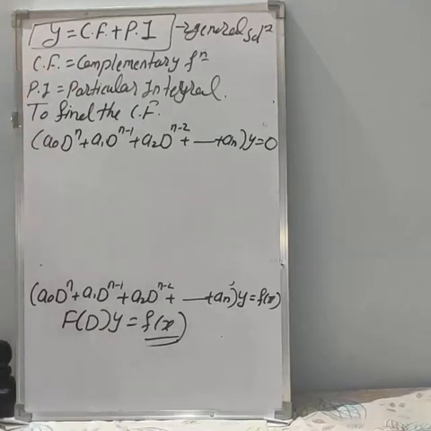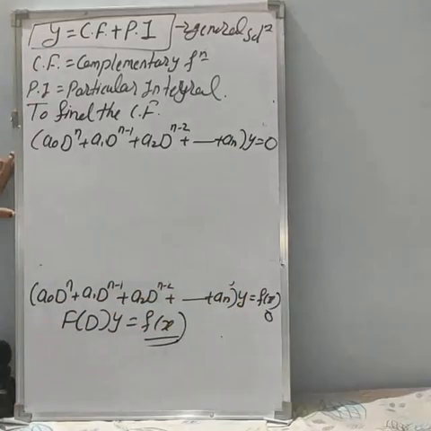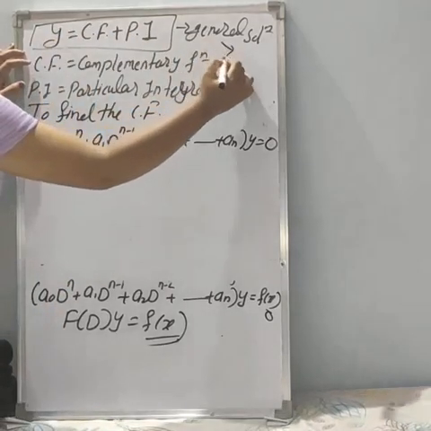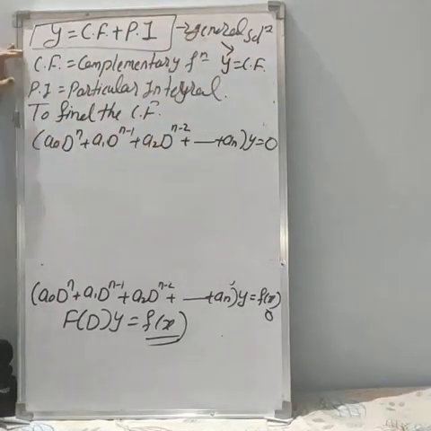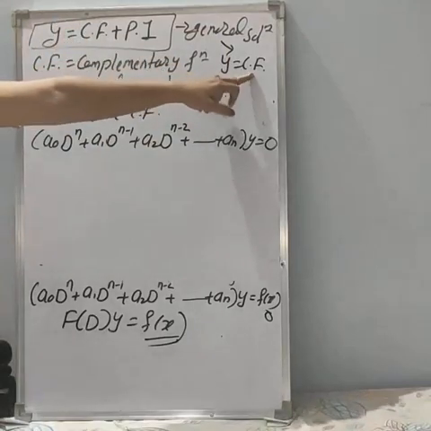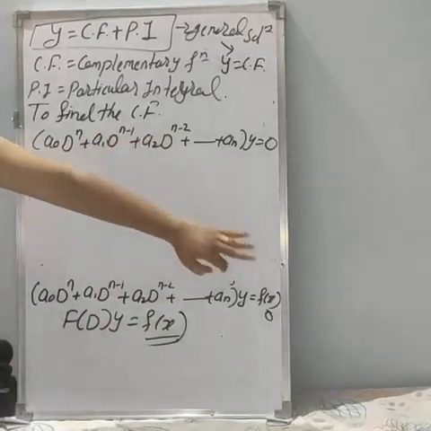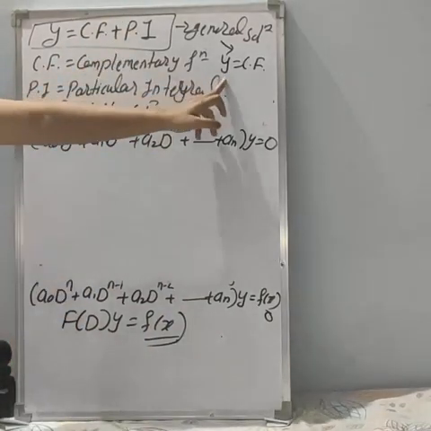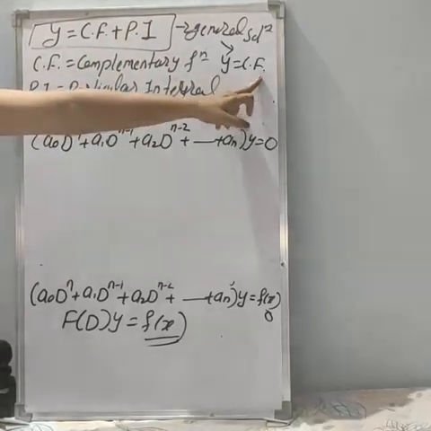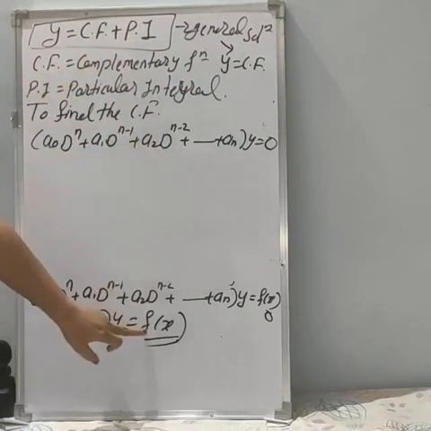Suppose in the given differential equation itself the RHS is 0, meaning we don't have the function f of x. Then the general solution is given by y is equal to only the complementary function, that is CF, because we can't find a particular integral, as the particular integral depends on the given function f of x.